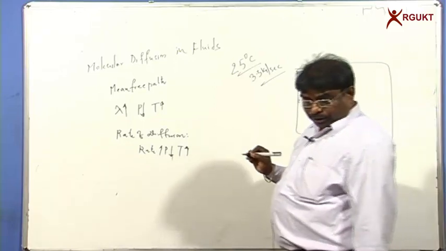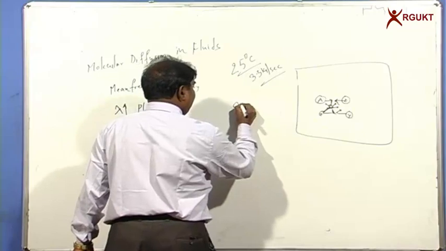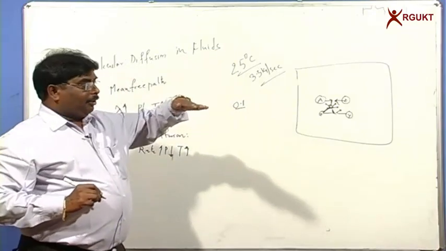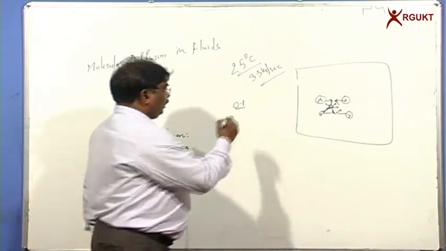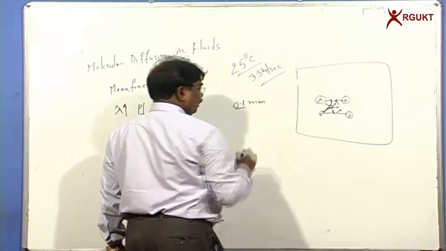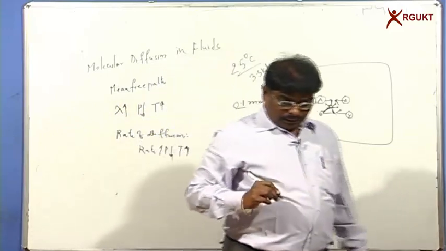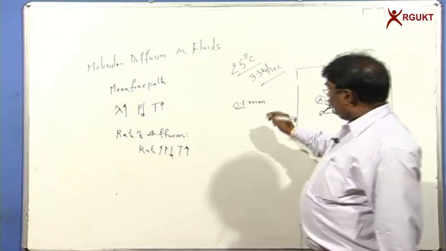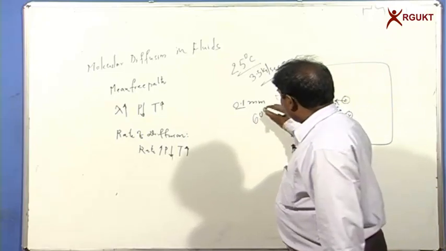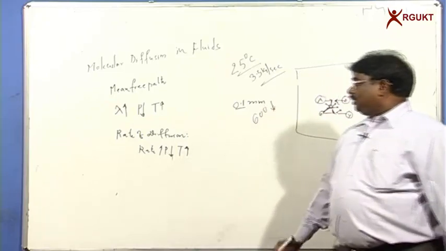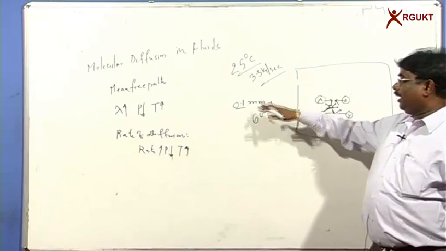And suppose you put a stagnant air over the liquid pool of a thickness of maybe 0.1 mm, and this rate now is going to be reduced by 600 times. So now you can understand the importance of the pressure.